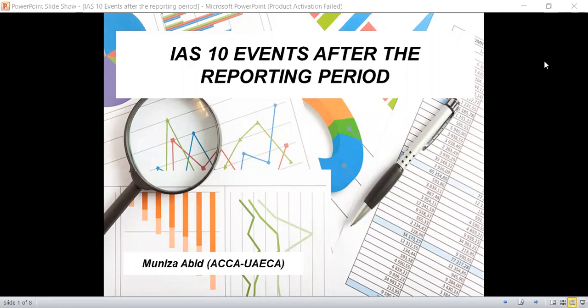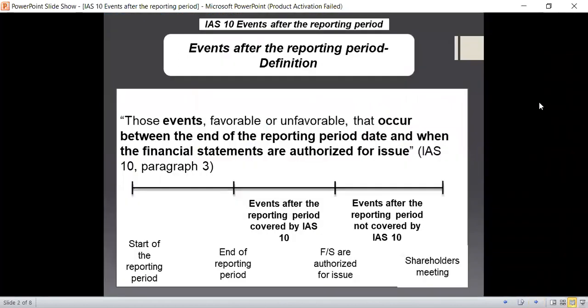Today we will be having a discussion regarding IAS 10, that is International Accounting Standard number 10, events after the reporting period. Let us first have a look at the definition provided by IAS 10 in regards to the events after the reporting period.